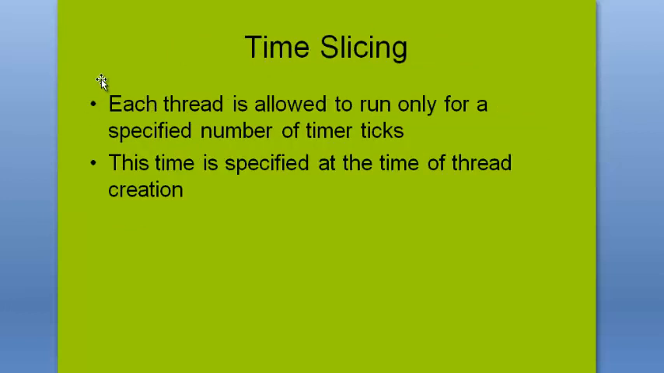Time slicing. Each thread is allowed to run only for a specific number of timer ticks. Timer ticks I will talk about later. You can specify this number of timer ticks at the time of creation of the task or thread. Example: I want some task to run for 5 milliseconds and the basic timer tick is 1 millisecond. So at the time of creation you put 5 timer ticks.